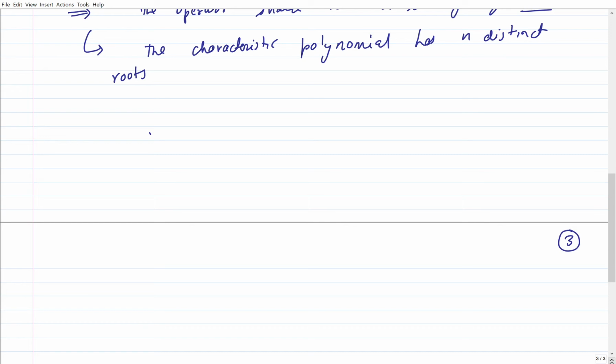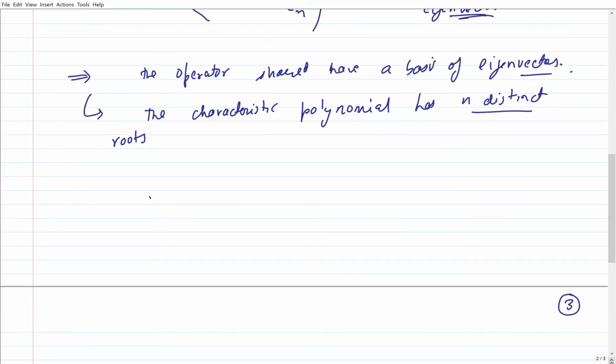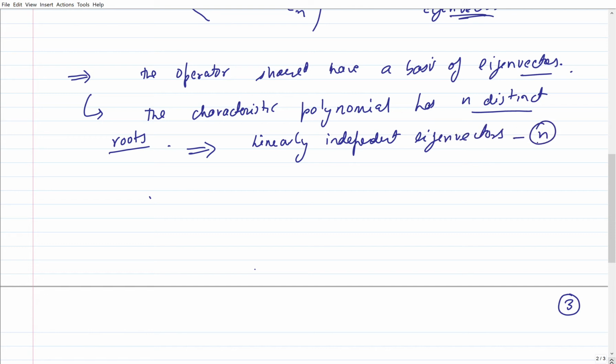So what happens then? If it has n distinct roots, one can show that this implies that one has n linearly independent eigenvectors. If I have an n-dimensional vector space with n linearly independent eigenvectors, well, they form a basis. So then I'm done. As long as I have a basis of eigenvectors, the matrix of the operator is diagonal.